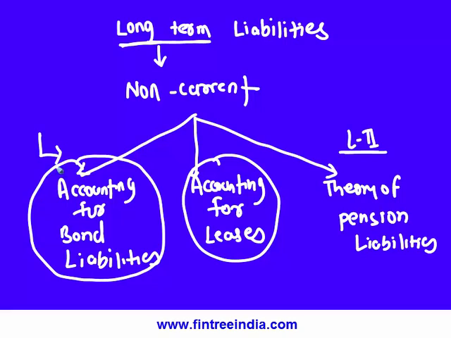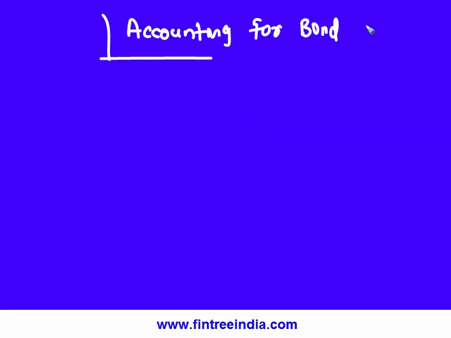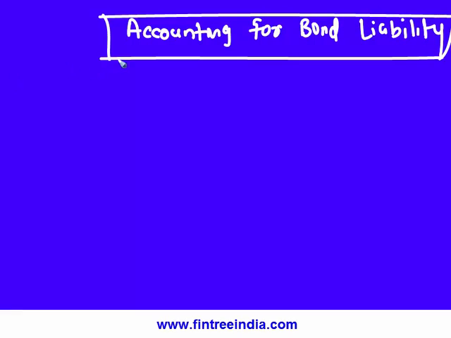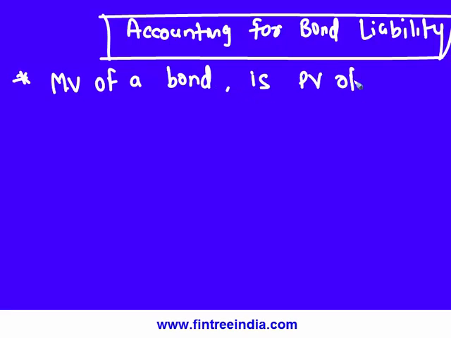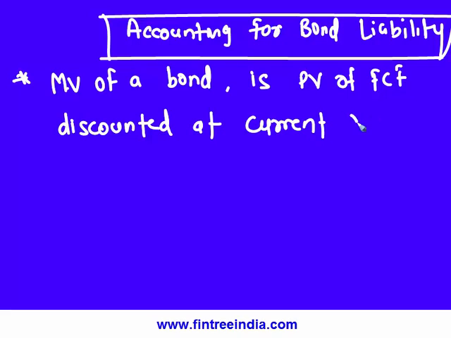So we would follow it in the same sequence. The next heading that will come in your notes, accounting for bonds. We should rather say accounting for bond liability. We will write 2 sentences. The first one, market value of a bond. Market value of a bond is present value of future cash flows discounted at current YTM.